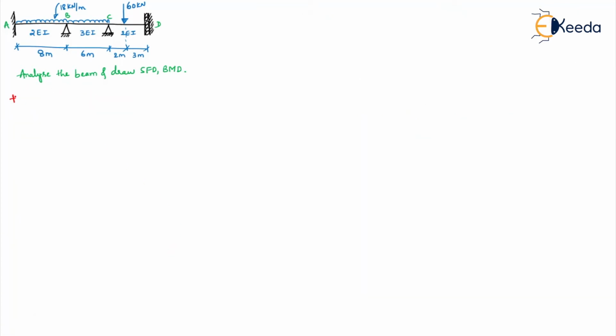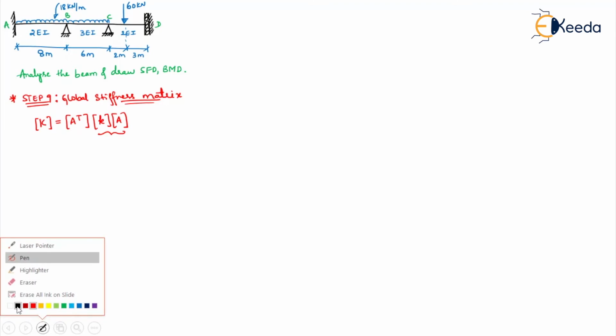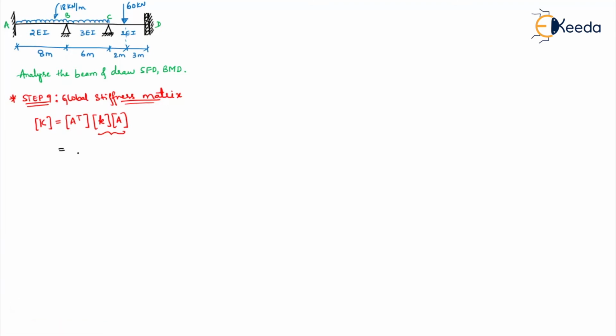Now let us move to step 9. So what will we do in step 9? We'll find the global stiffness matrix. What is your global stiffness matrix? Capital K. This is nothing but A transpose small k into A. So we have to do the multiplication of the last two first, then we have to do it for A transpose. So let's do the substitution.